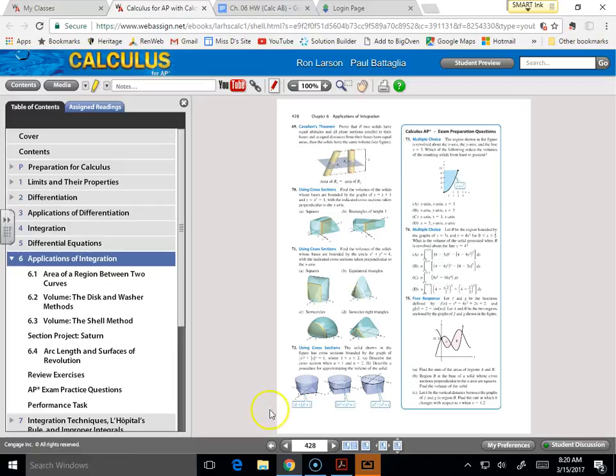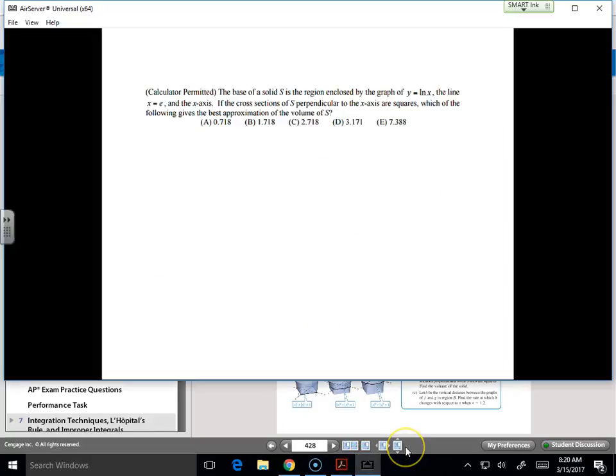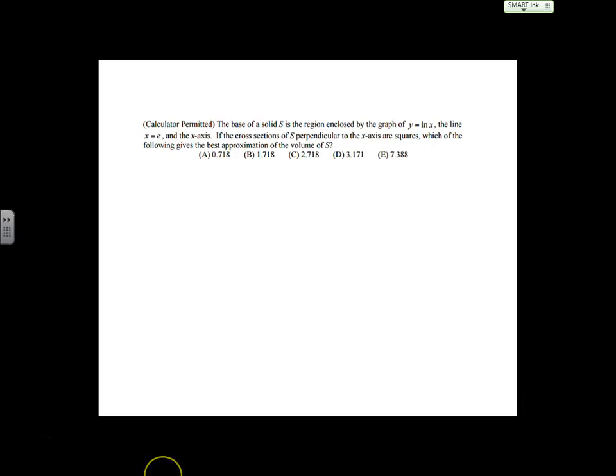Alright, why were you guys supposed to be able to visualize the graph even though it's a graphing calculator problem? It's a forever card. They're basic graphs, right? So we're dealing with ln, the line x equals e, and the x-axis. So, what have we figured out so far?